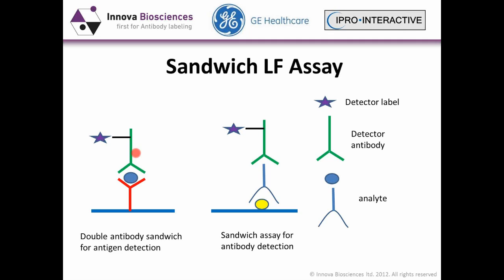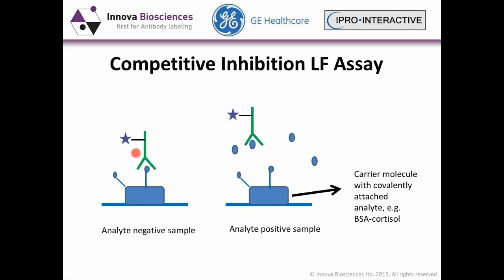There's also another example of a sandwich assay. In this case, this one is used for detecting antibodies to, say, bacterial antigens. And in this case, the sandwich is formed by immobilized antigen and the detector antibody. With these sandwich assays, the signal that one obtains is directly proportional to the concentration of the analyte in the test sample.